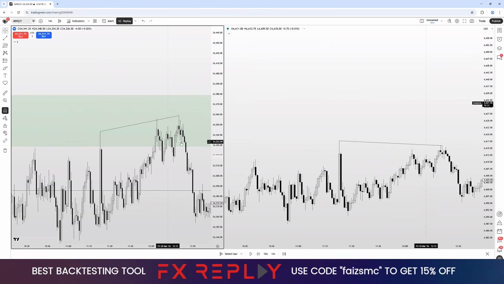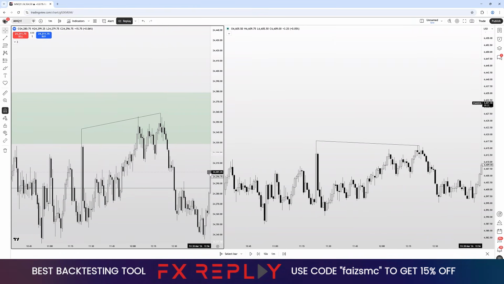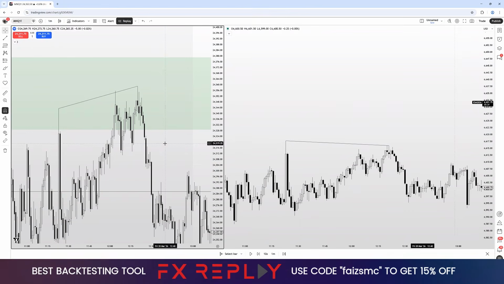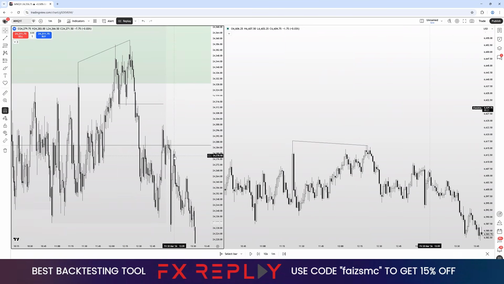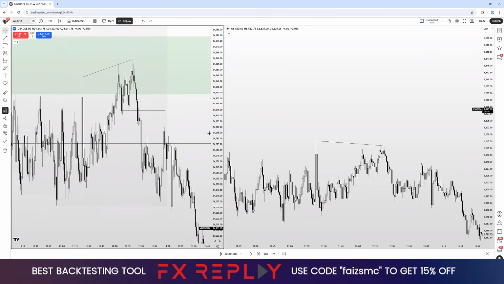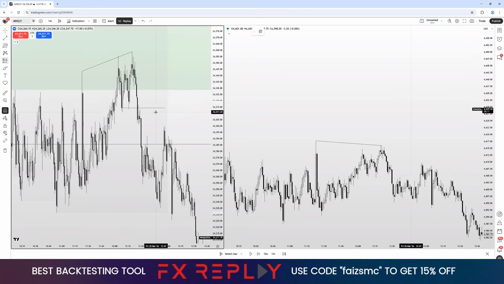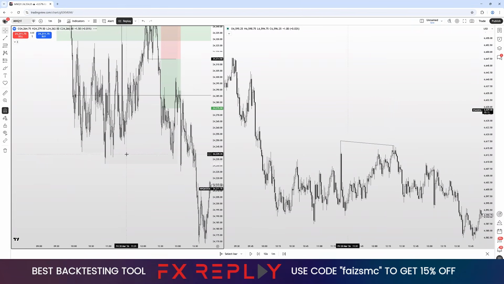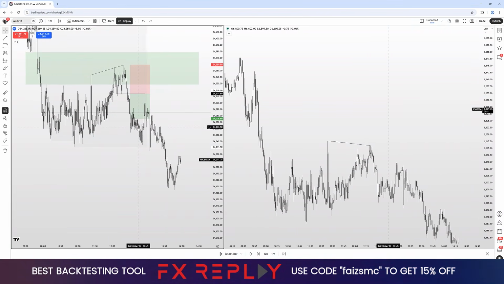So now, once we have SMT divergence, we can look for our CISD or breaker block formation. So our breaker block forms around here, right? We broke below this, and then we have CISD also. Usually, as I said before, I like to trade the breaker blocks. So this would have been your entry, right? Stops above the SMT level. I know it's a bit big, but we have to keep things logical.